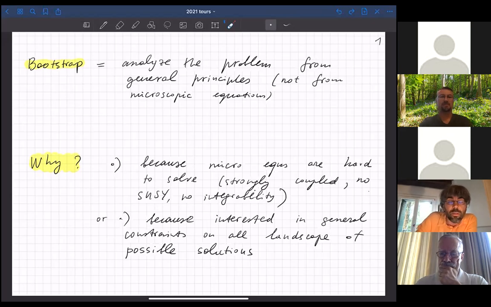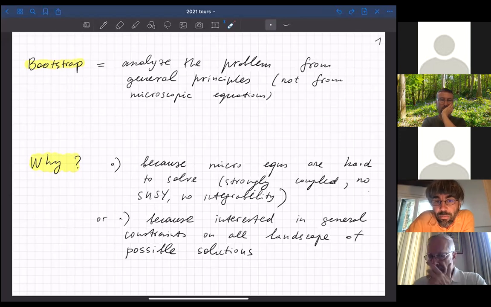Well, you can imagine at least two reasons for doing so. The first reason is that these microscopic equations, even if they are known, may be just too difficult to solve because your theory is strongly coupled, because you don't have any powerful symmetry like supersymmetry. There's no integrability. But you really want to solve this particular problem and not some other problem. So you want to make some progress, and then the Bootstrap philosophy can help you.